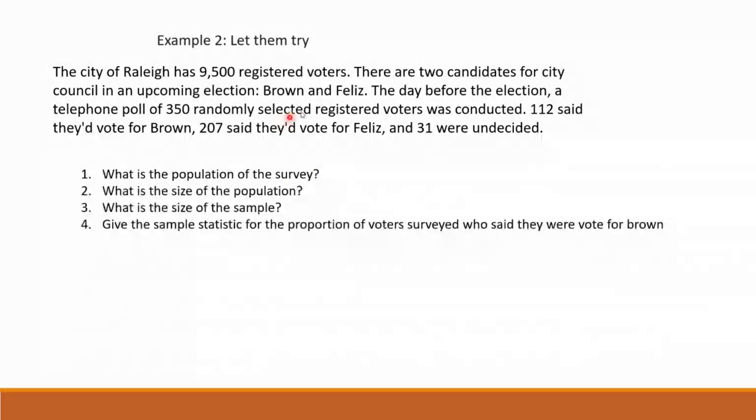Actually, let me read it, then I'll let you guys try it out. So here we have 9,500 registered voters. There are 2 candidates for city council in the upcoming election, and their names are Brown and Feelers. Before the election, a poll of 350 randomly selected voters was conducted, and they do the survey stuff.